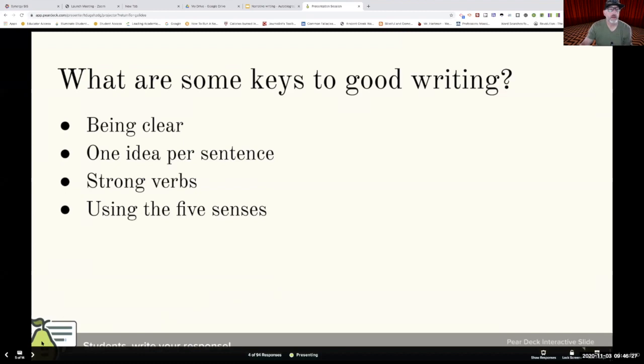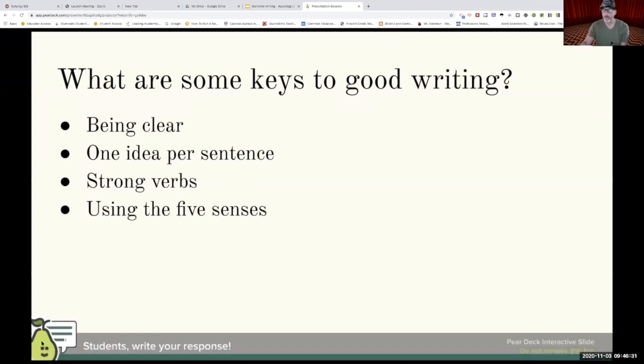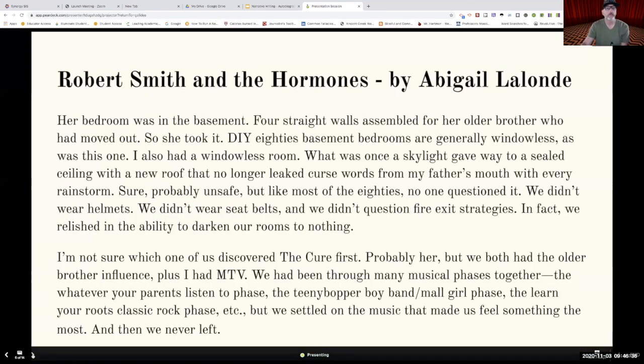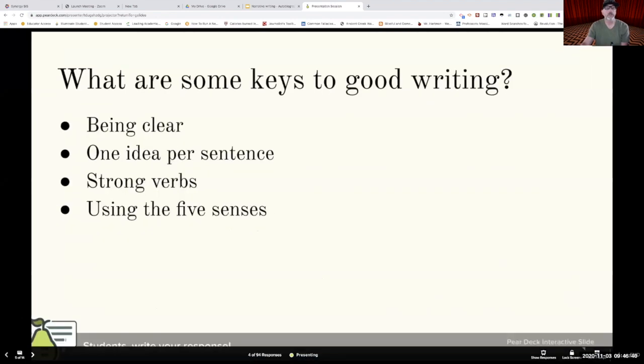But what you all came up with on the previous slide, that pleases me to no end. It tells me that you guys are really getting it. So let's go back real quick. So being clear, one idea per sentence, strong verbs, using the five senses. I want to go back and read this and we'll see what we get.